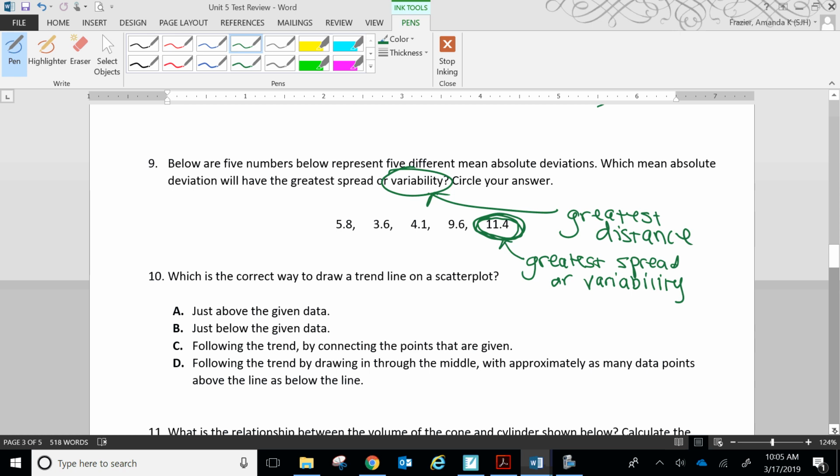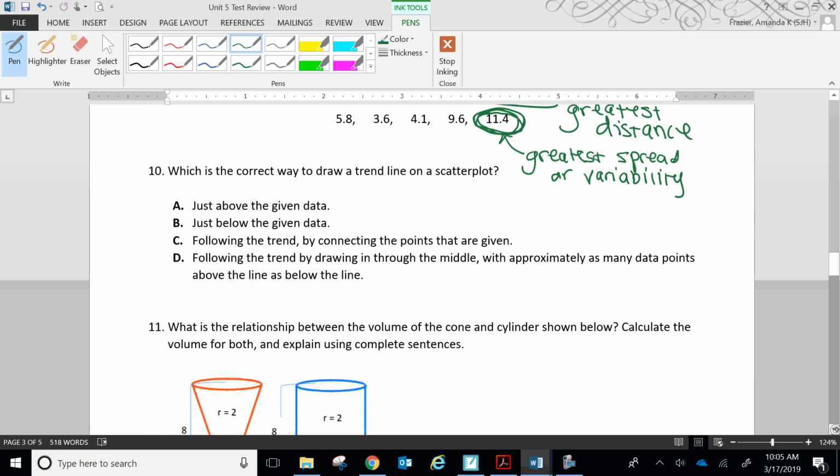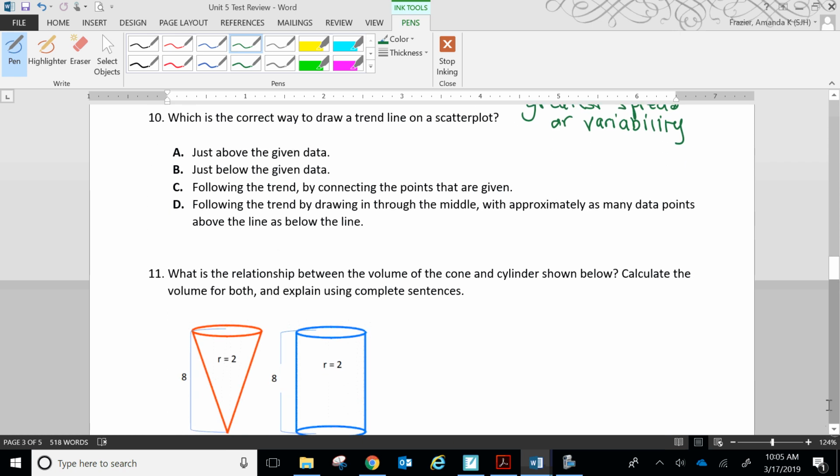Number 10, which is the correct way to draw a trend line on a scatter plot? A, just above the given data; B, just below the given data; C, by connecting the points that are given; or D, following the trend by drawing it through the middle with approximately as many data points above the line as below the line. If you think about how we drew it earlier in the test review, I created a window and then I drew it down the middle. So I want to kind of cut my data in half.